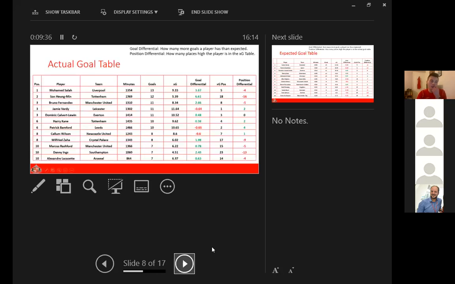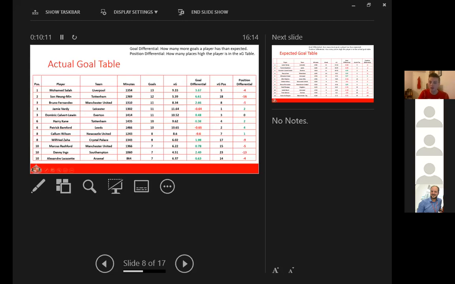So this is the actual goal table for the Premier League up until Saturday. So it does include yesterday's matches. It's got the goals, the XG, the goal differential, which is how many more goals a player scored than they're expected. It's their overperformance. Then where they are in the expected goals table, and the position differential, how many places different they would be in the expected goals table. So it shows a bit of range.